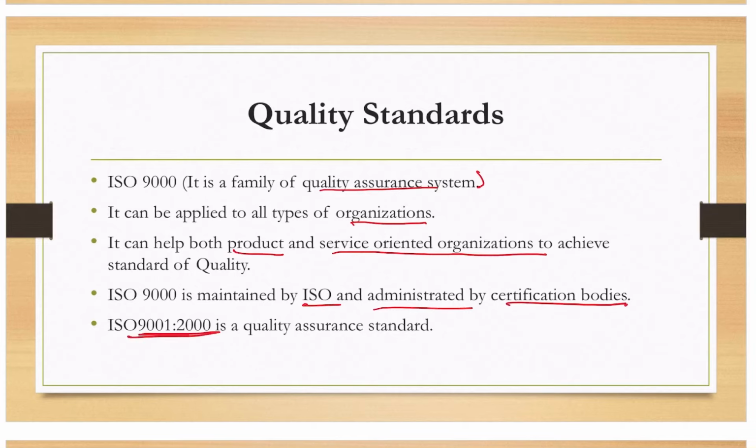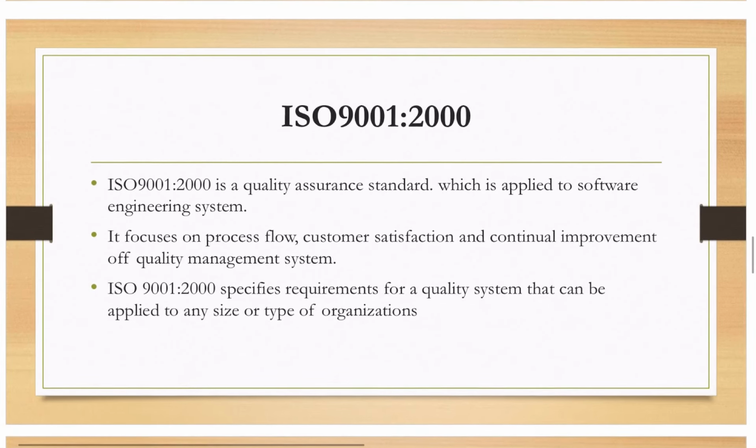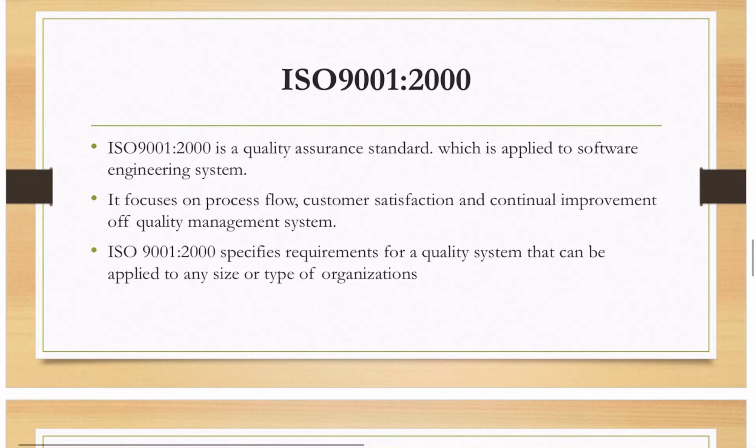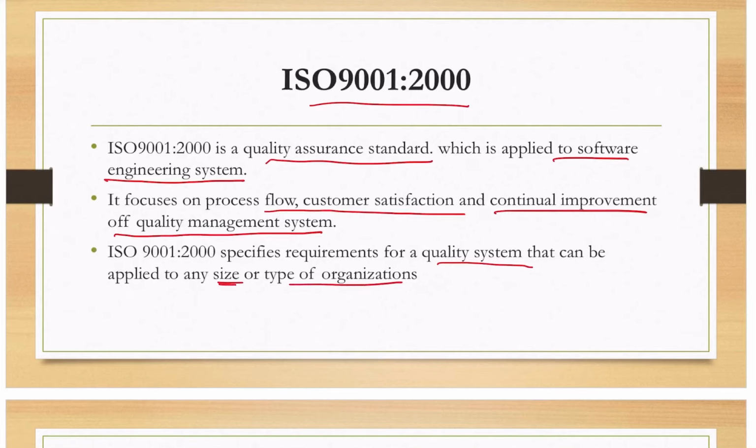ISO is a quality assurance standard for software engineering. What is ISO 9001:2000? It is a quality assurance standard which is applied to software engineering systems. It is focused on process flow, customer satisfaction and continual improvement of the quality management system. It specifies requirements for a quality system that can be applied to any size or any type of organization.